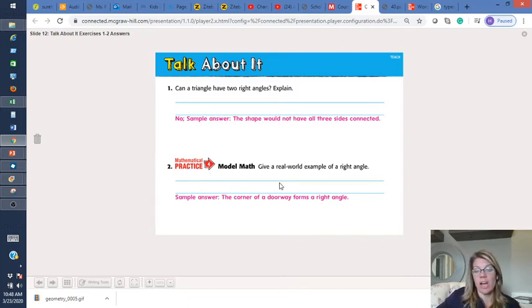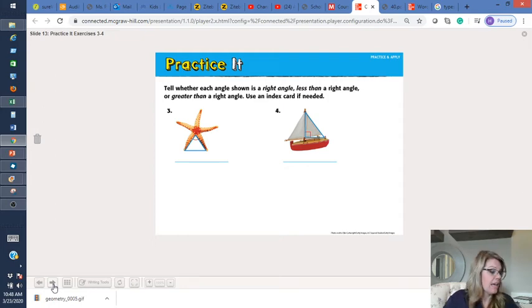We didn't do this part. A right angle, the corner of a doorway. What about a window? If I had a window, the corner of a window, that could be a right angle. You could say the corner of this computer screen is a right angle. So just think of something that could be a right angle in real life. There's lots of them.